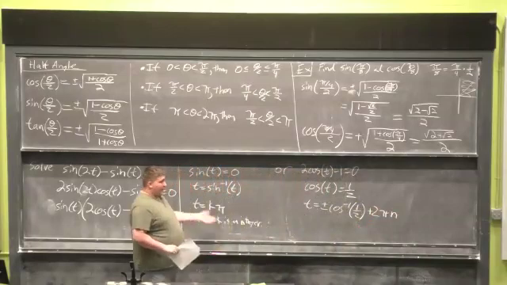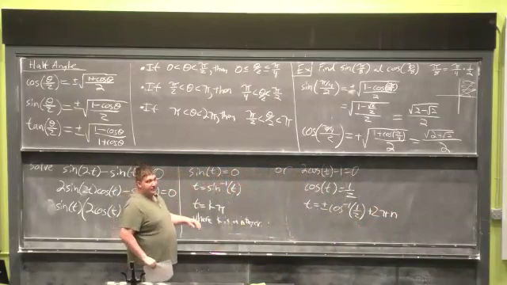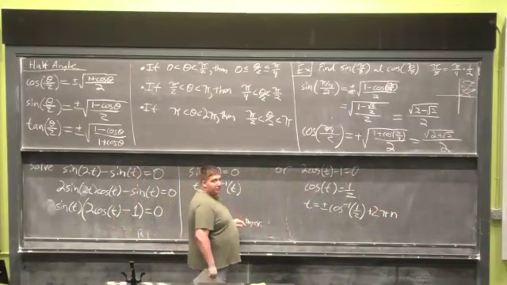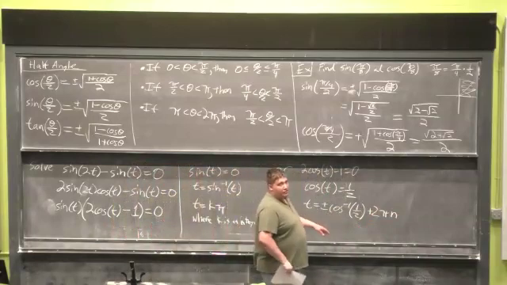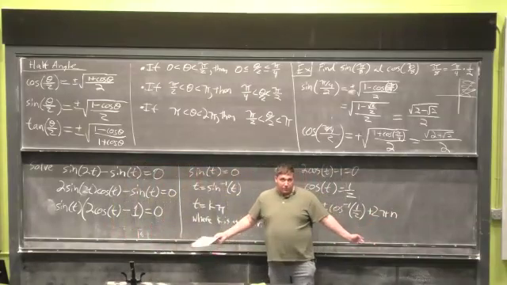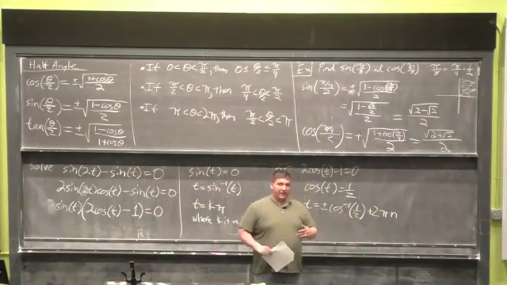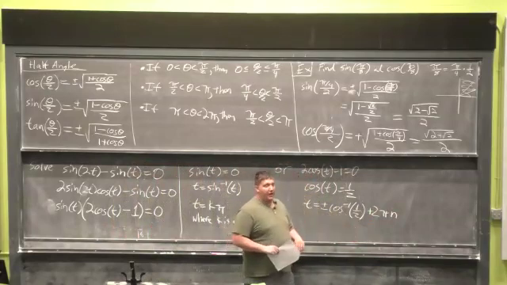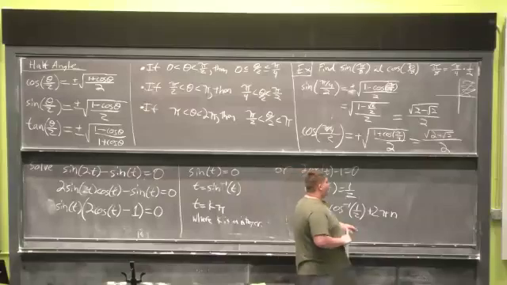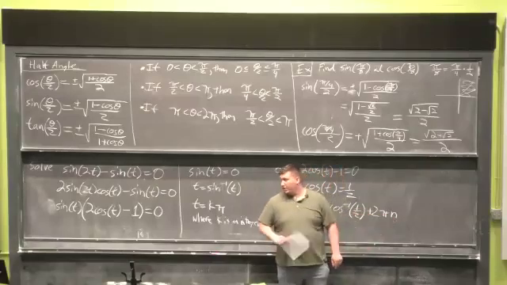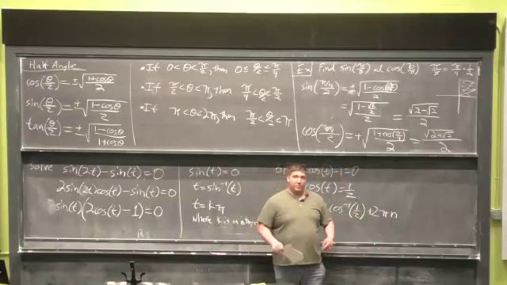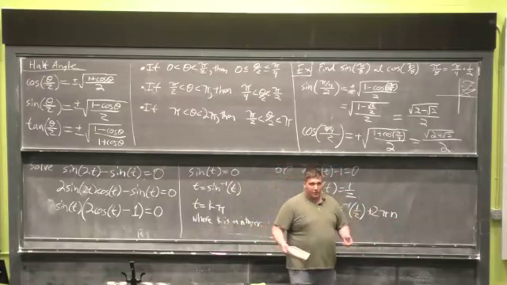Again, n is an integer. The reason why I'm not reusing k is I want to show that these two values could be different. I'm not saying that they both have to be k. This one could be any integer, and this one could be any integer, but they don't have to be the same integer. If that makes sense.